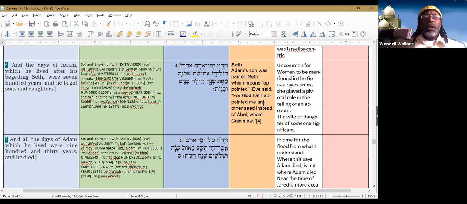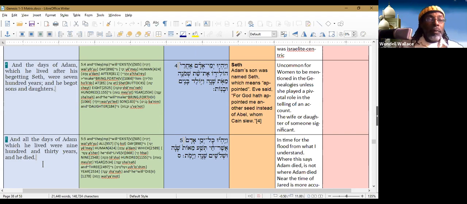All right, so Seth. Seth is Adam's son. The son's name is Seth, which means appointed. Eve said, "For God hath appointed me another seed instead of Abel, which Cain slew." This is what I was talking about a little earlier. So we have man appointed. What was man appointed? I guess we have to keep reading.